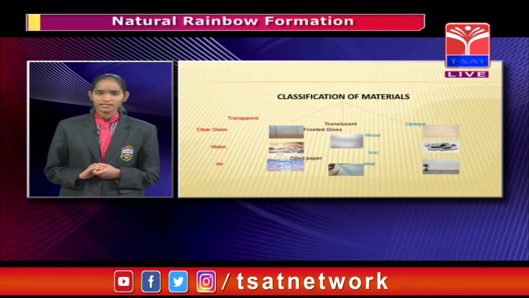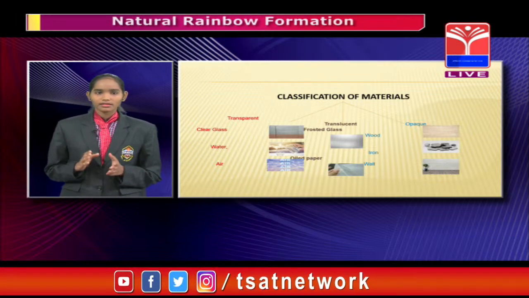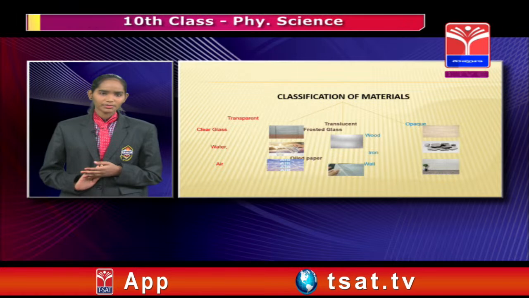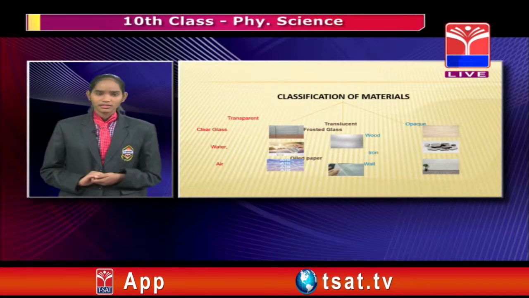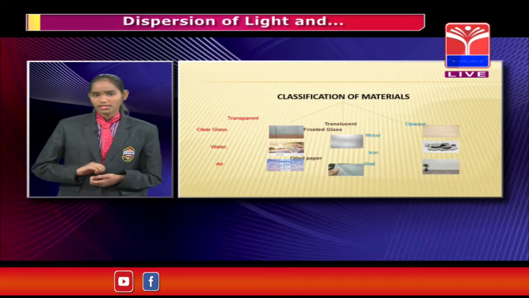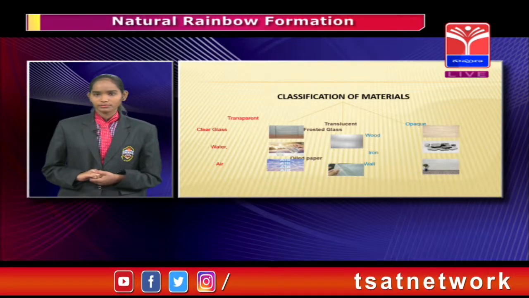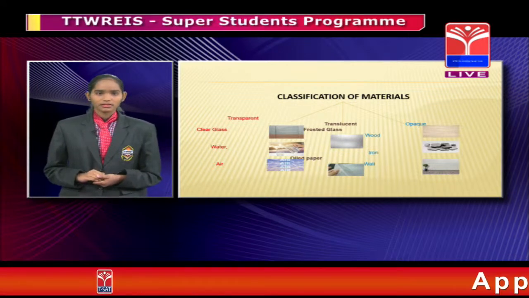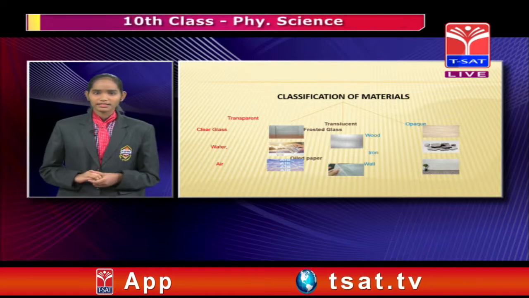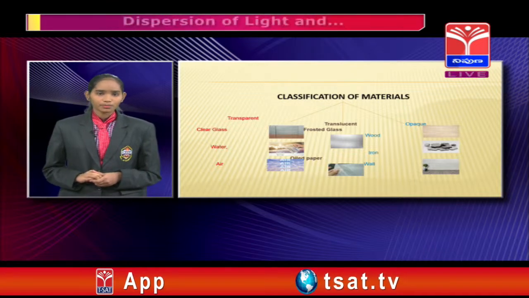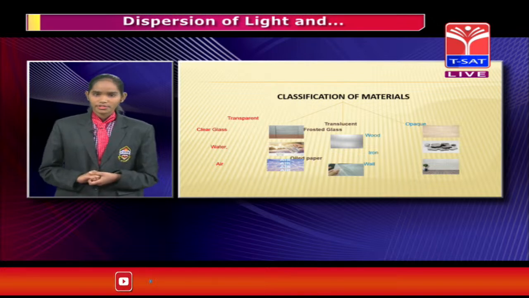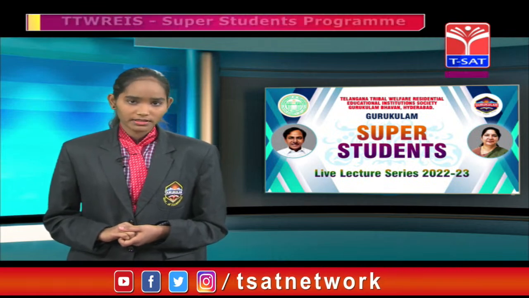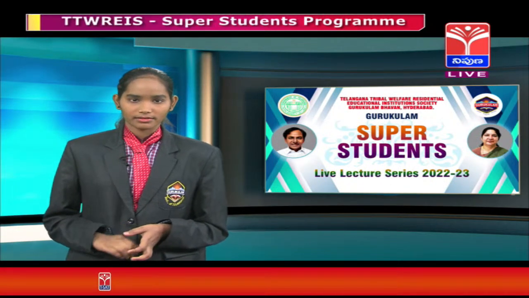And the second one is translucent materials. These are materials which cannot allow the light to pass through them completely but only partially. Some examples are frosted glass, oiled paper, food oil, etc. And the third one is opaque materials. Materials which cannot allow the light to pass through them at all. Some examples are wood, iron, aluminium, wall, etc.